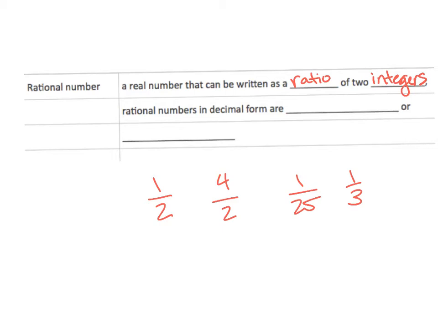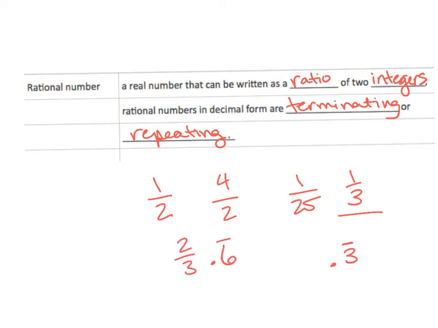In decimal form, they are either terminating or repeating. So 1/3 in decimal form is 0.3 repeating. 2/3 in decimal form is 0.6 repeating. As long as it's repeating, it is rational. 1/2 is 0.5. That stops. That's terminating. That is a rational number.